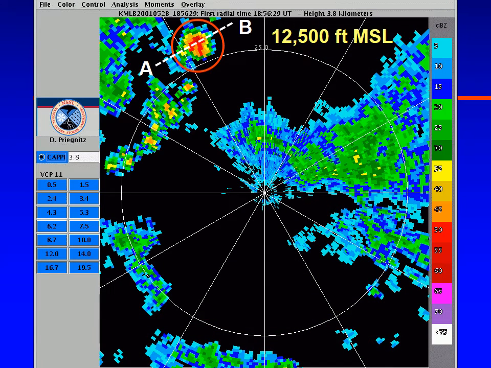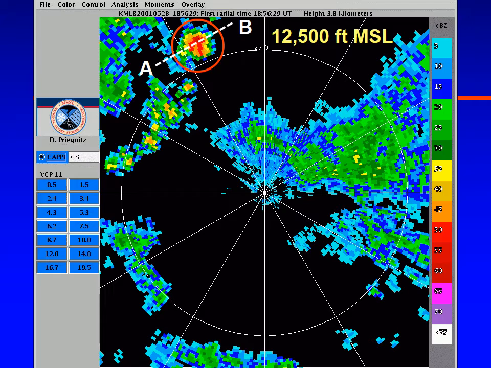Speaking of Florida, here's a little research I did, looking at a storm over Florida. This is from the Melbourne radar, Melbourne, Florida. This is a CAPPI. CAPPI is a constant altitude PPI. So PPI is basically what you typically expect when you look at a radar scope.